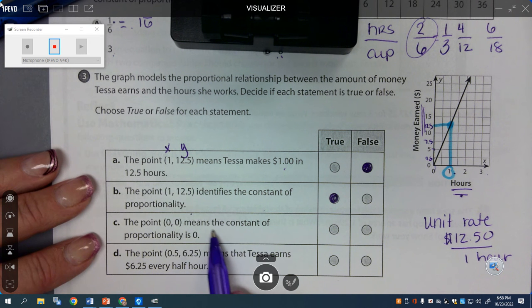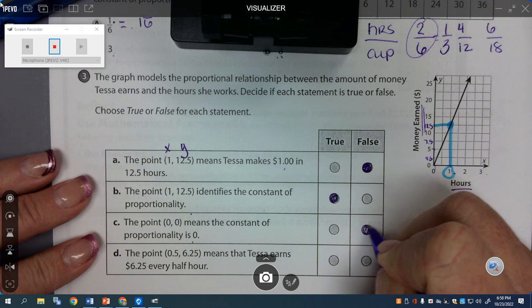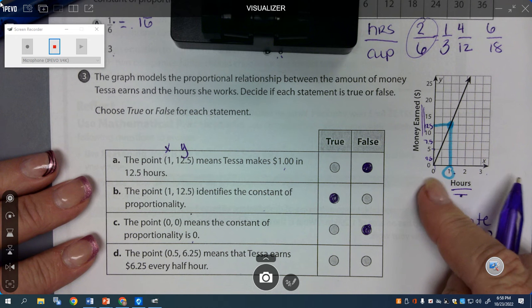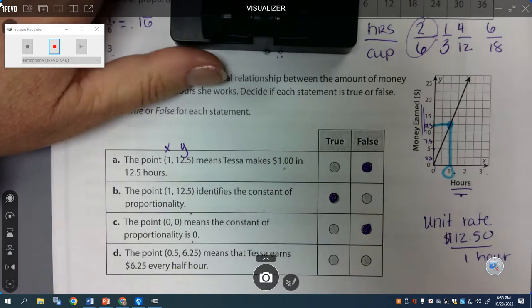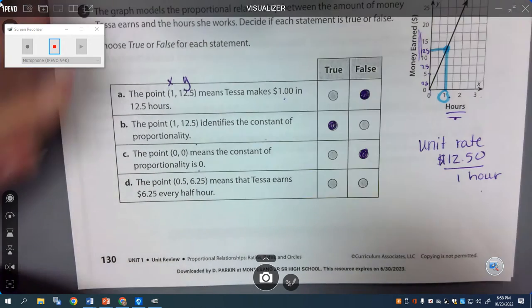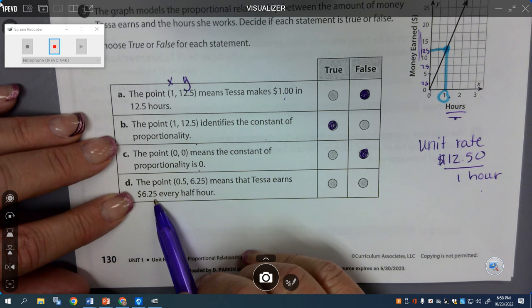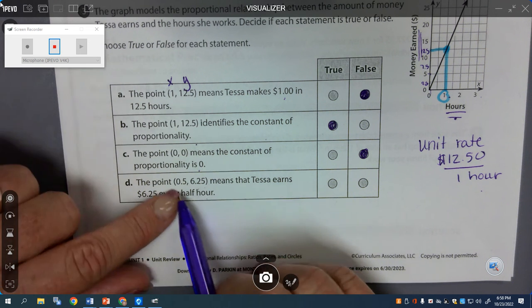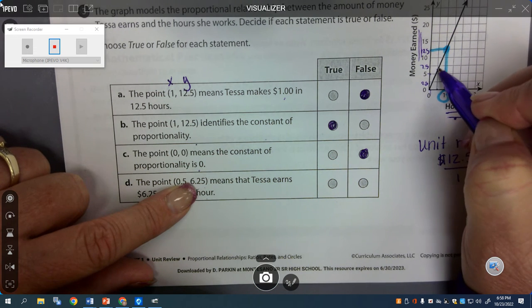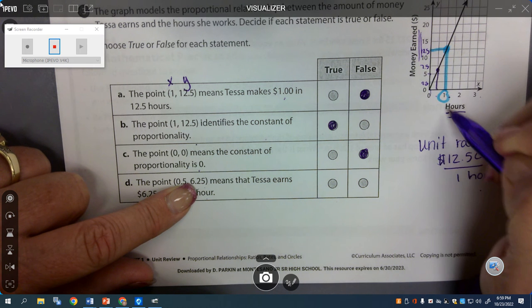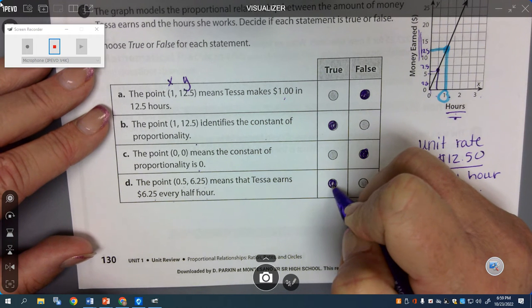The 0.0 means the constant of proportionality. That is false. Okay? What 0,0 means is that the line goes through 0,0. She makes 0 money for not working any hours. Okay? And last but not least, the 0.5, 6.25 means that Tess earns $6.25 every half hour. So this is 0.5, so this is right here. 6.25 is right here, and yep, this is 0.5 hours to $6.25. So that is true. Okay?